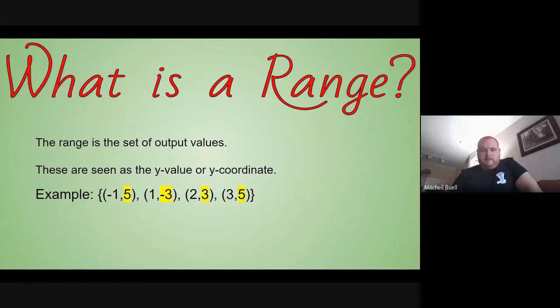So what is a range? A range is the set of output values. Those are seen as your y values or your y coordinates. In the set below, how the domain was those first numbers in an ordered pair, the range is going to be that second number, those y coordinates in the ordered pairs.